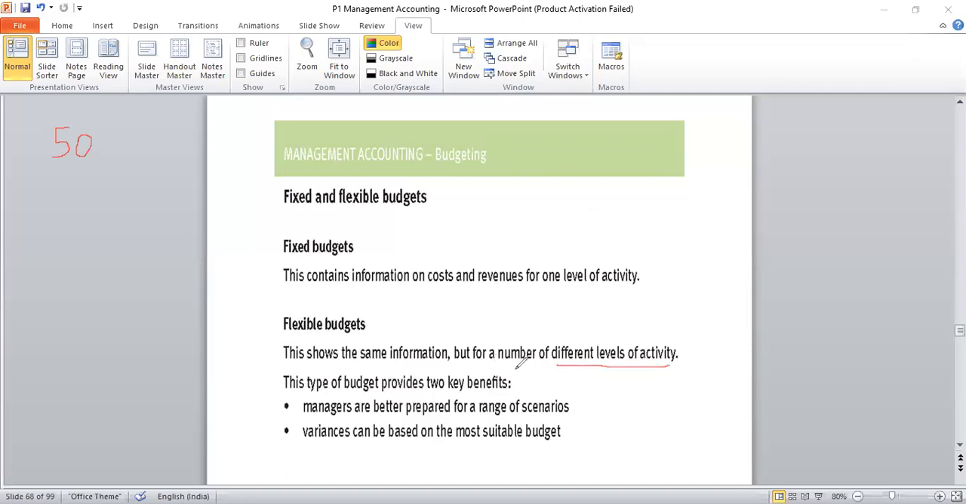This type of budget provides two key benefits. Managers are better prepared for a range of scenarios. So what if sales are only 45, 50, 60, 65, multiple scenarios happening, multiple activity levels? When they happen, what would be the situation? They are well prepared. So managers are better prepared for a range of scenarios. Variances can be based on the most suitable budget.